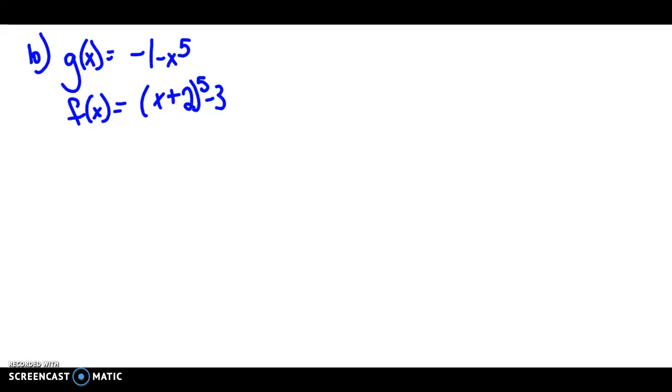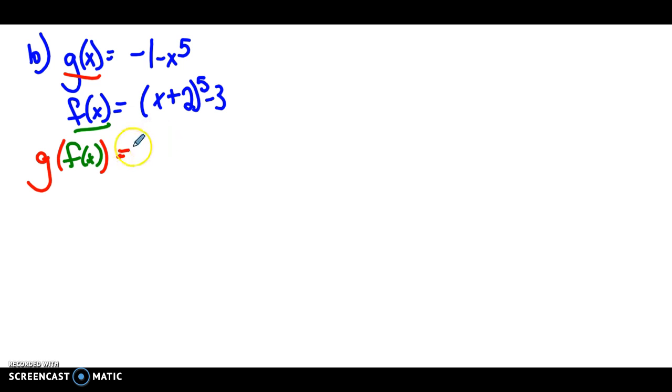Unit 7, test review number 10. Number 10 gives us two functions and asks us to state if the given functions are inverses. To do this, g of x is going to be red, f of x will be green. In order to compose them, you do g of f of x. So I need to put f of x inside g of x.